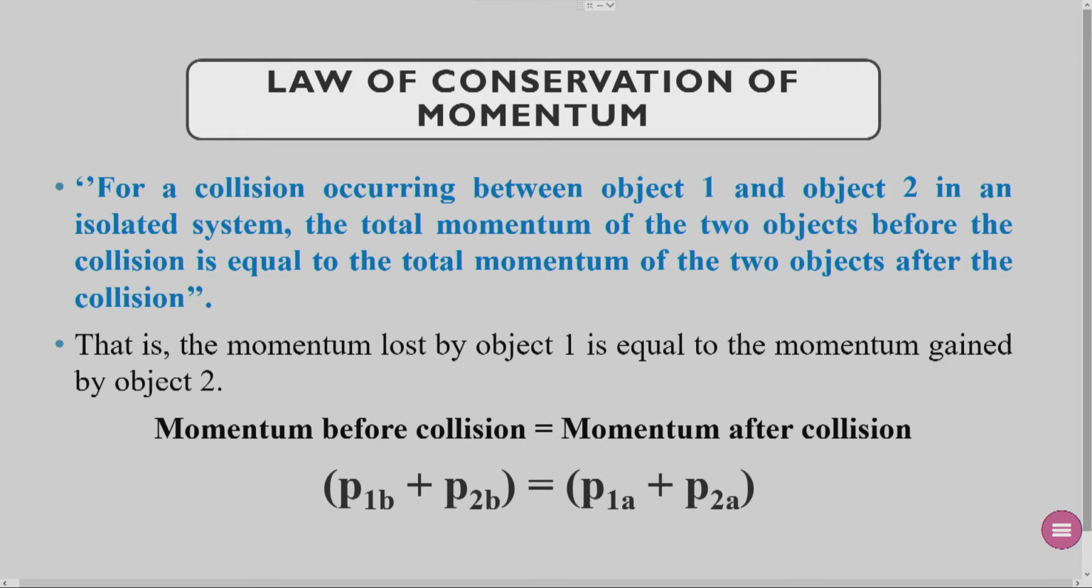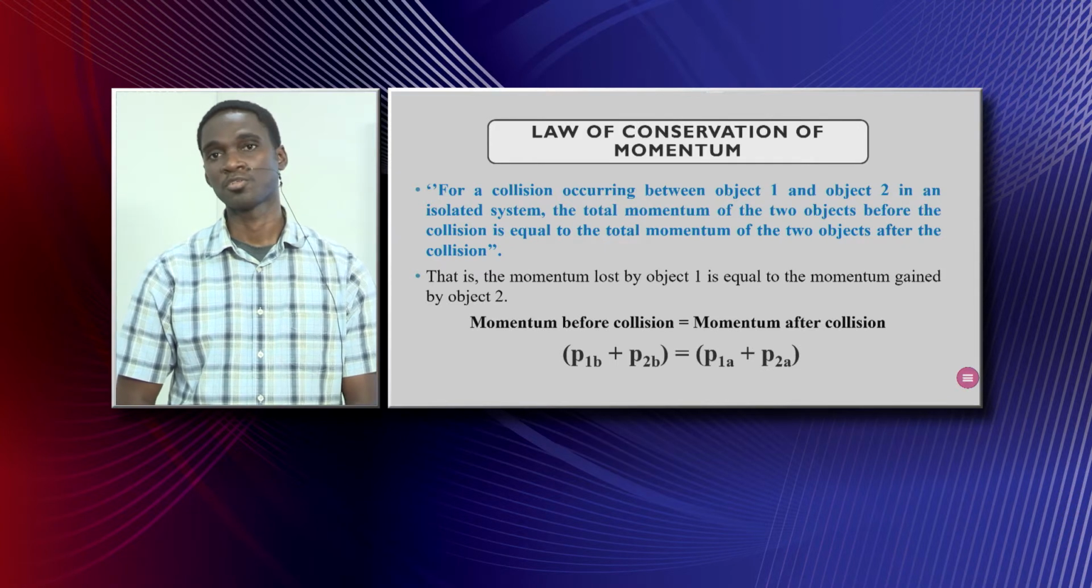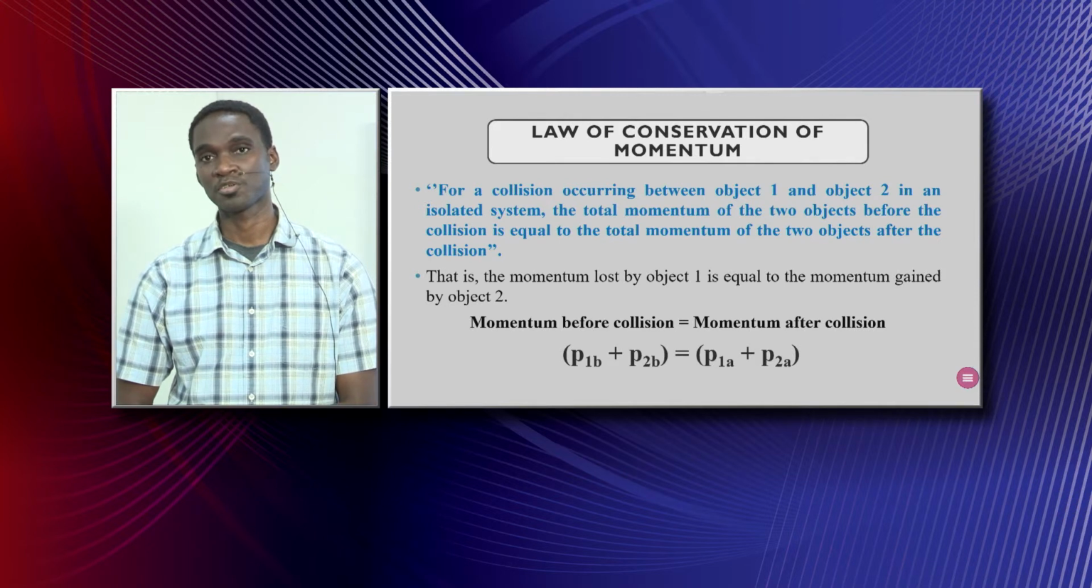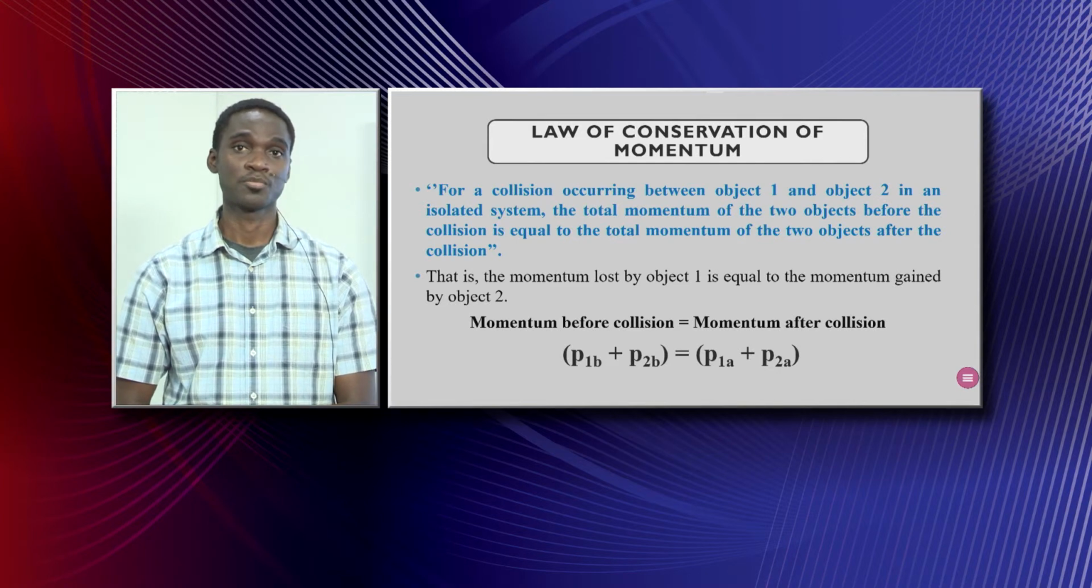The letter P is used to denote momentum. And so the momentum of the first object before collision, plus the momentum of the second object before collision, the total momentum, hence we place them in brackets, is equal to the momentum of the first object after the collision plus the momentum of the second object after the collision. So we see the total momentum of the two objects before collision is equal to the total momentum of the two objects after collision. And that is what we mean when we say conservation of momentum.